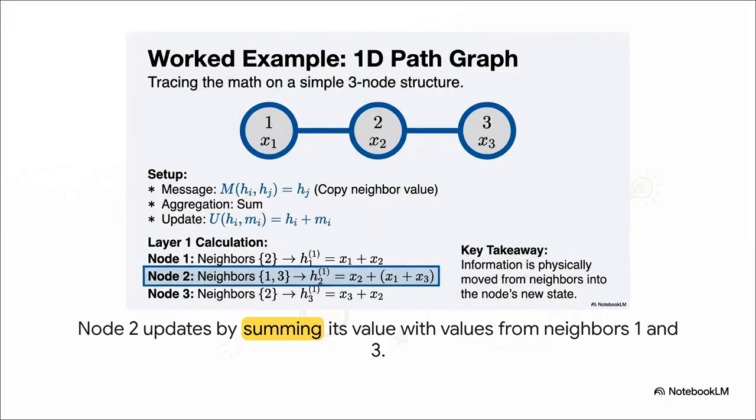Let's make this totally concrete. Take a look at node 2. Its neighbors are node 1 and node 3. In this really simple setup, the message is just the neighbor's value, and the aggregation is a simple sum. So to get the new, updated value for node 2, we just take its current value, x2, and we add the values from its neighbors, x1 and x3. It's like node 2 is just soaking up information from its immediate surroundings.